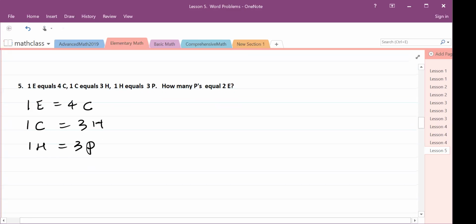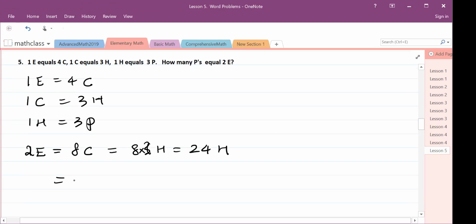We can call this car E, C car, H car, P car. So one E, so it's two E, should be equal to 8C, because 1E equals 4C, 2E equals 8C. But 1C equals 3H, so 8 times 3 will be 24H, because 1C car you can exchange for 3H cars. Now you have 8C cars, so 3 times 8, 24H cars. But also 1H card can exchange for 3P cards, so 24 times 3P, then you get 72. Okay, so you can get 72.